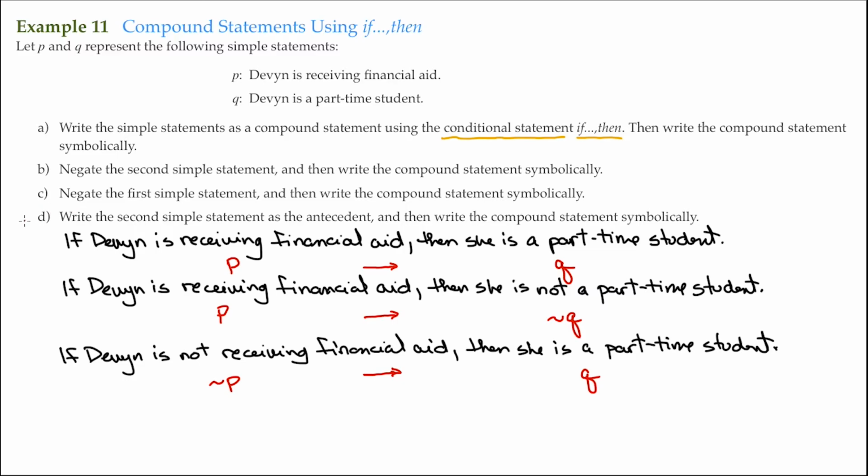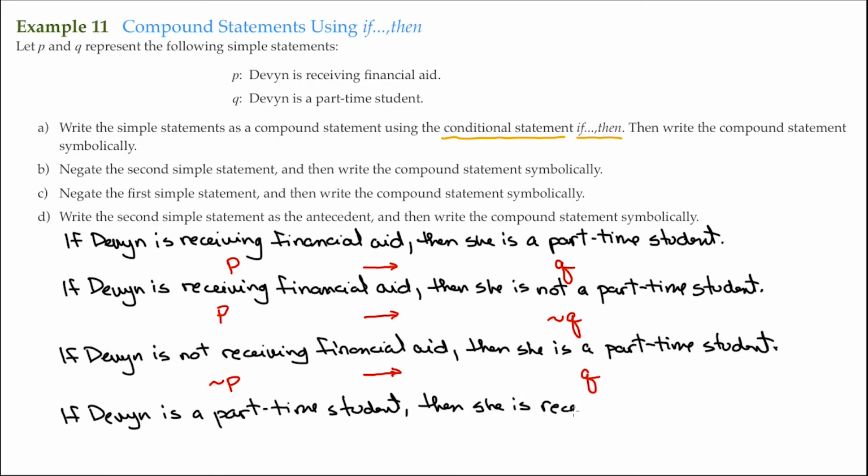And then finally for D here, it says write the second simple statement as the antecedent and then write the compound statement. So what we're going to do is we're going to write Q as the antecedent and P as the consequent. So that'll be if Devin is a part-time student, then she is receiving financial aid.